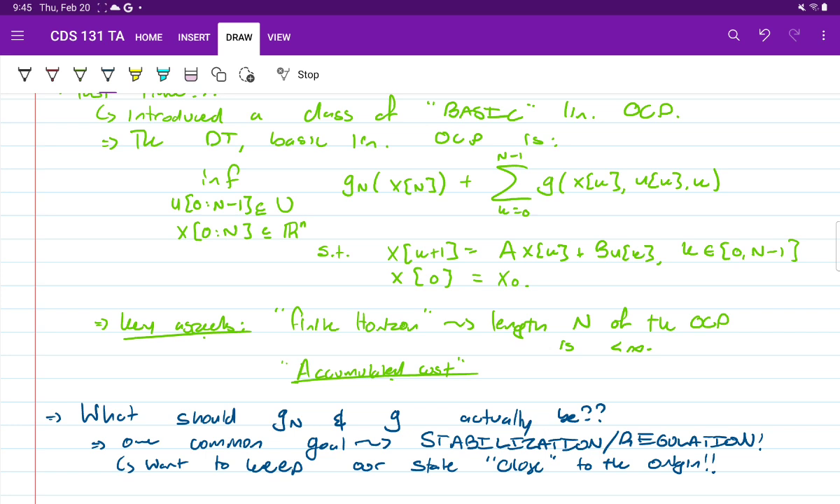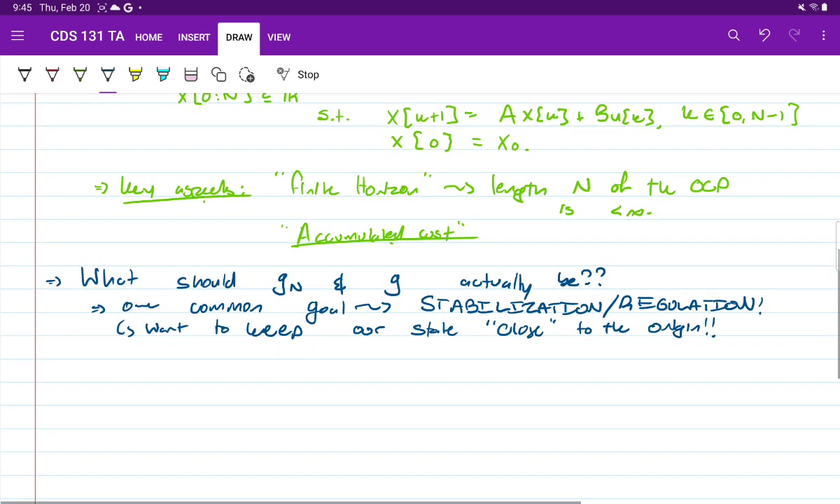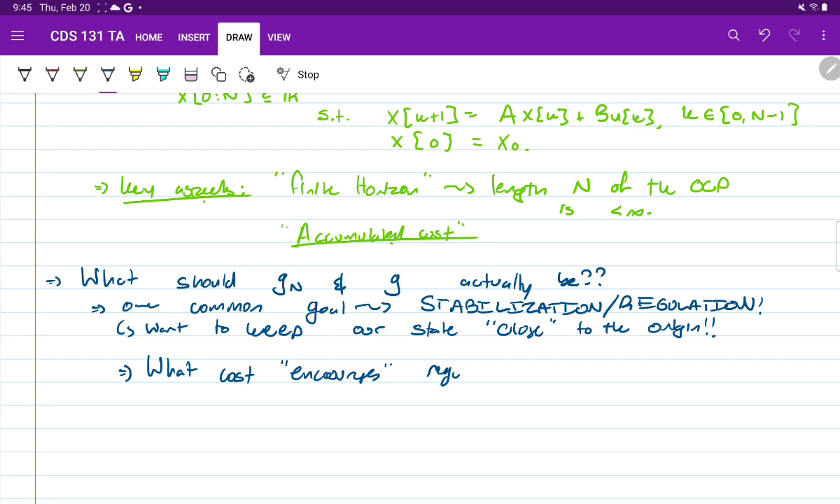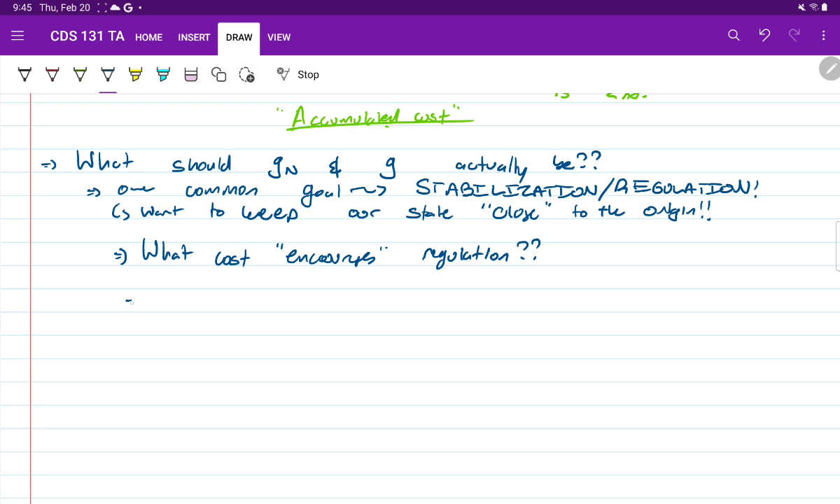So let's try to brainstorm what sort of cost function might encourage this sort of regulated behavior, where our state stays close to the origin. So what cost encourages regulation? Okay, well, something really simple that we could think of is maybe we could penalize the norm of x, or let's say the 2 norm squared, because that is a really easy form, okay? So let's try to penalize this at every time step, and maybe we don't want to use huge inputs as well, okay? So let's say we're also going to penalize our input u at each time step, okay?